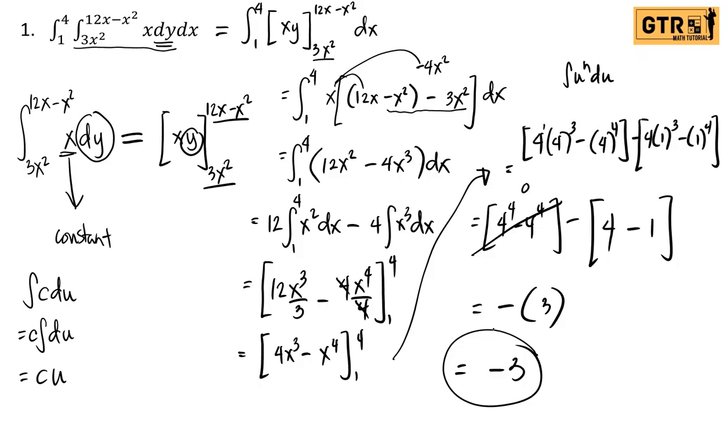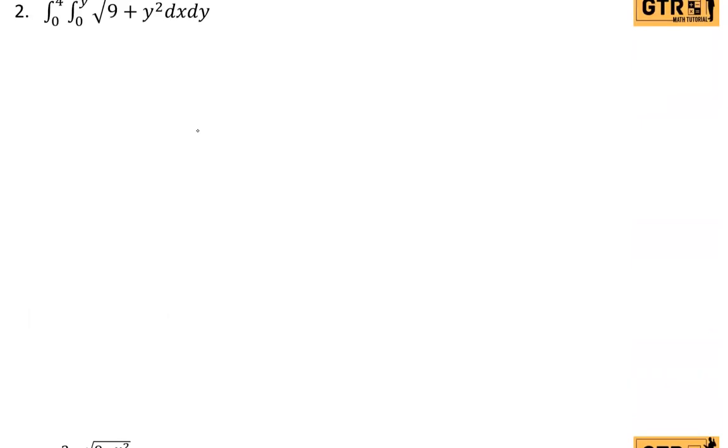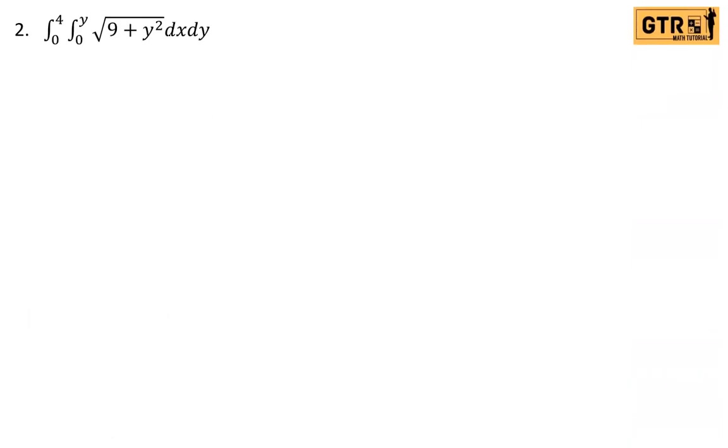Okay, so next example, number 2. Our first variable, or yung differential natin, is dx. Okay, napa-move siya sa number 3. Okay, so ang una natin ay dx. So therefore, unahin natin itong nasa loob. Integral of square root of 9 plus y squared dx.